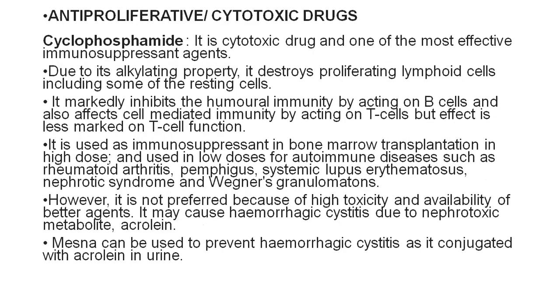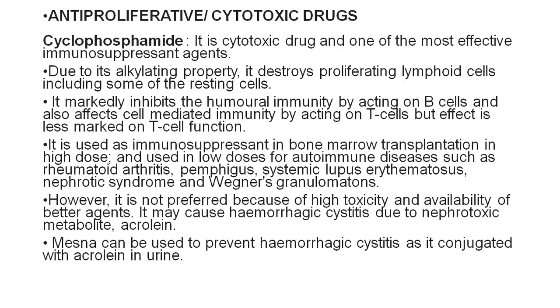Coming to anti-proliferative and cytotoxic drugs. In this, we have cyclophosphamide. What is cyclophosphamide? It is a cytotoxic drug, and it is one of the most effective immunosuppressant agents. Why? Because it has an alkylating property. That is, it destroys the proliferating lymphoid cells, including some of the resting cells also.